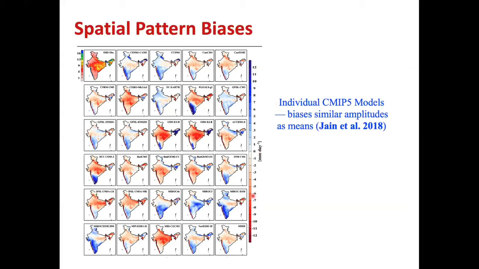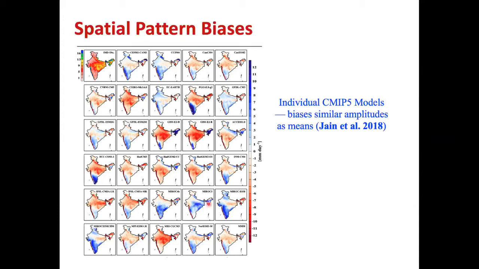This color bar here shows the biases. If you see blue, it is a wet bias. If you see red or brownish colors, you have a dry bias. So what we see is most of the models have this dry bias over central India with different magnitudes. Almost all the models, excepting very few. For example, this GFDL model has almost zero bias. And there are models like MIROC 5, a Japanese model, which in fact has a positive bias. It's probably the only model which shows a positive bias.